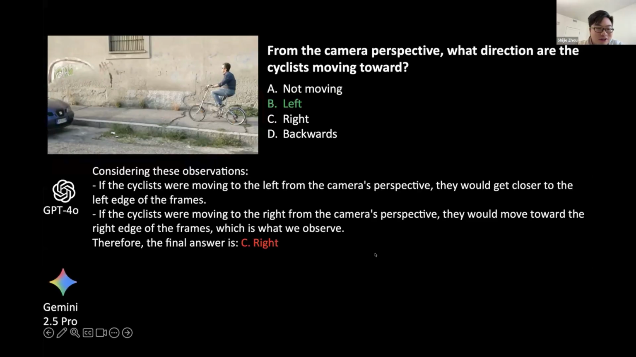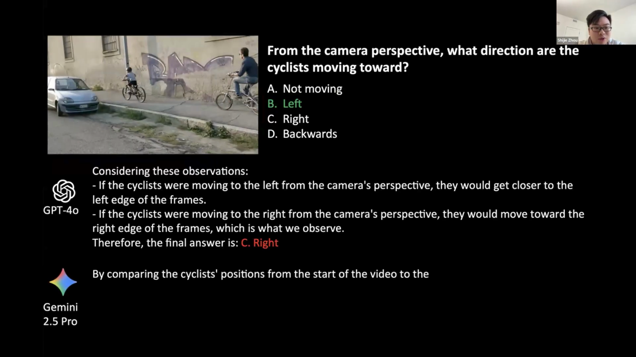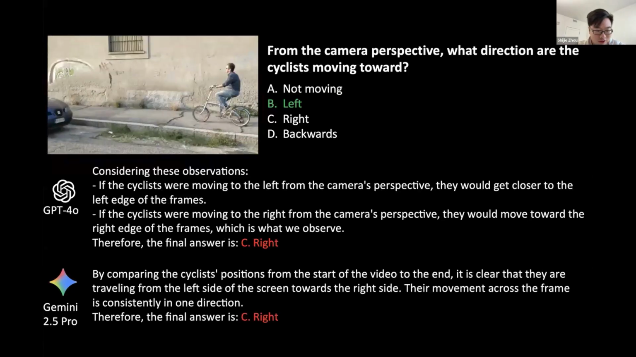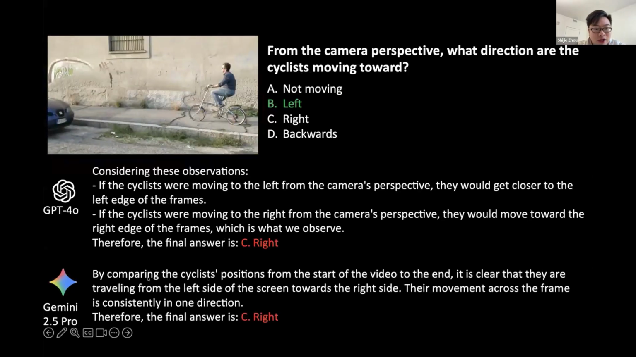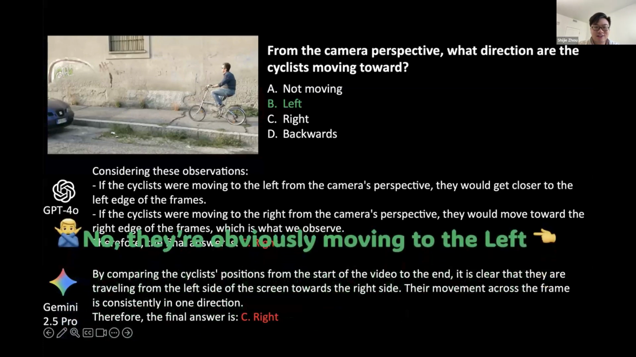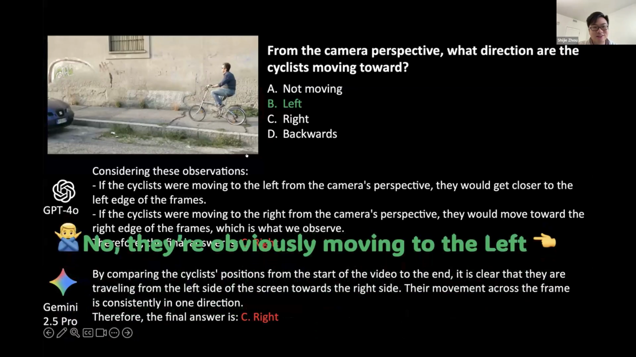And another SOTA VLM, the multimodal language model Gemini 2.5 Pro, let's see how it responds. By comparing the cyclist positions from the start of the video to the end, it's clear that they are traveling from the left side of the screen towards the right side. So their movement across the frame is consistently in one direction. Therefore, the answer is right. So obviously, they are wrong, because they're actually moving towards the left.